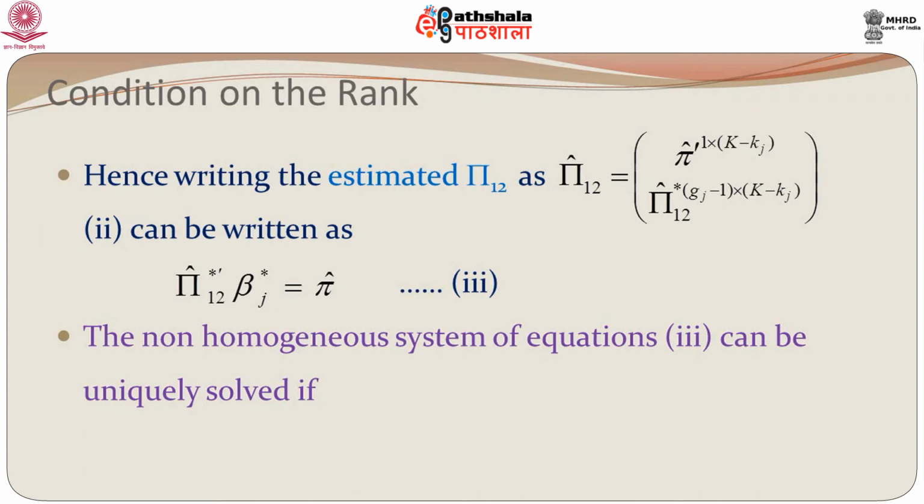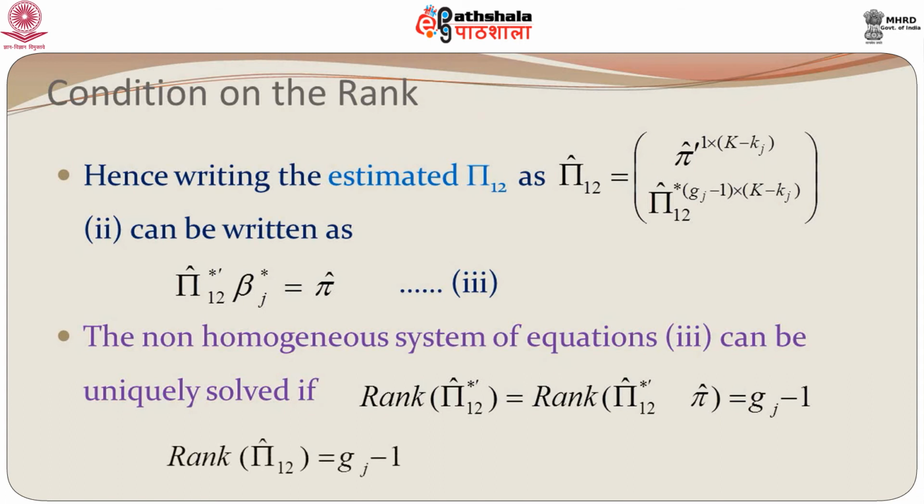Now, this non-homogeneous system of equations in 3 can be uniquely solved if the rank of pi 1 2 hat star is equal to g j minus 1. So, we need to restrict the rank to g j minus 1, it cannot be g j as such. We had a choice, it could have been g j minus 1 or g j, but for the system to be solved, we need the rank of pi 1 2 hat star to be g j minus 1.